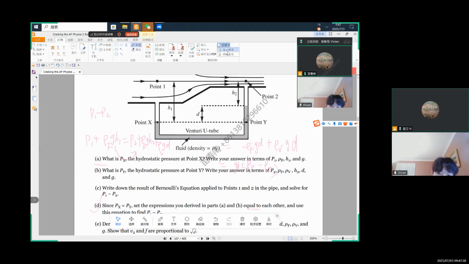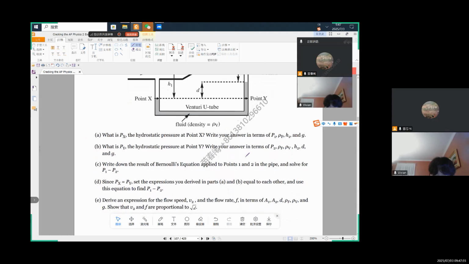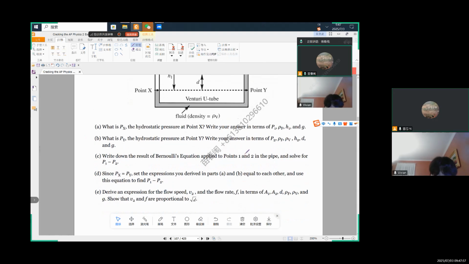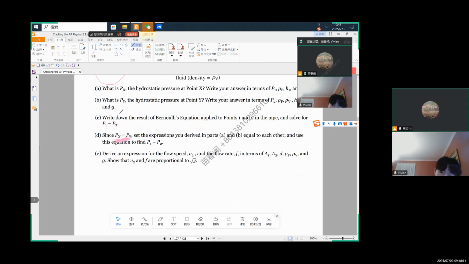So I want to mention again, PX equals PY for a U-tube is something we have to remember. It does happen in the test, and it also happens a lot in the future, you will find it. Is D okay? Because of this, you have to keep in mind: as long as it's a U-tube, that will happen. They don't have to be at the same level, but at the same level the pressure will be the same, as long as it's static.